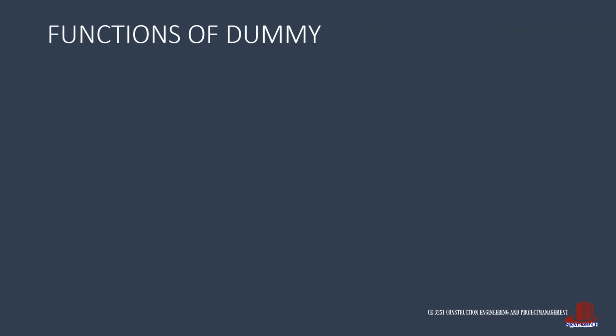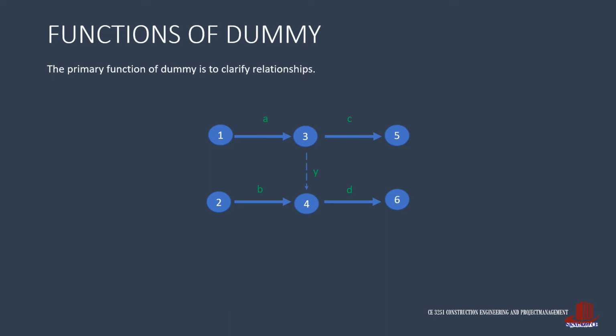Now, what are the functions of a dummy? First, the dummy activity's primary function is to clarify relationships to identify dependencies. From the illustration, it is clear that activity C only requires the completion of A. However, activity D only starts after the preceding activities A and B are finished.